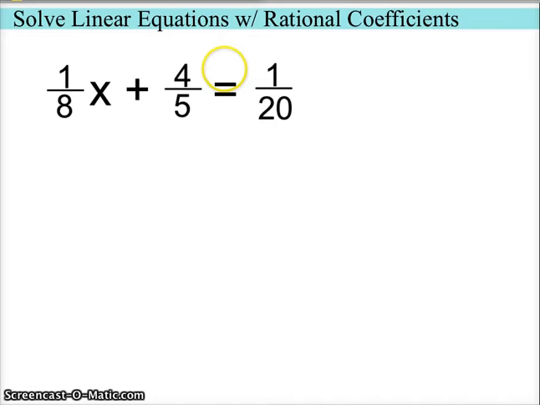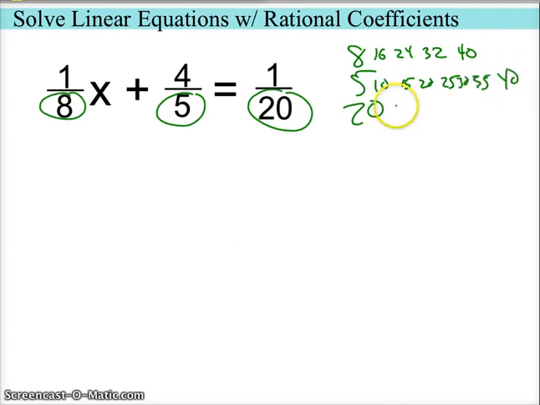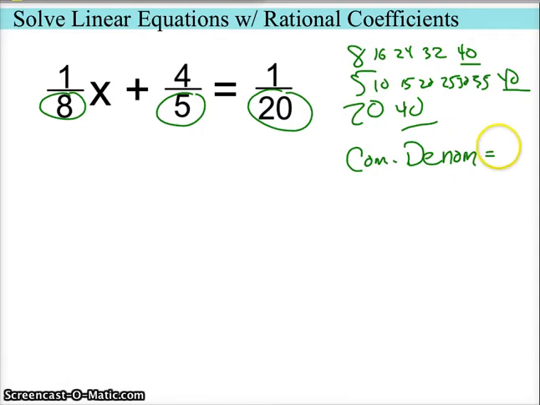Here is the fraction version. So in the fraction version, what you're going to want to do is look at all your denominators on both sides of the equation. So we've got denominators of 8, 5, and 20, and we're looking for the common denominator out of all three. And essentially what we'll do, if we look at all those multiples, 16, 24, 32, 40, and then 10, 15, 20, 25, 30, 35, 40, and then 40, you'll find that they all have a common multiple of 40. So we can use 40 as a common denominator. So our common denominator equals 40. So we're going to multiply both sides by 40. Okay, multiplying both sides by the common denominator of 40.